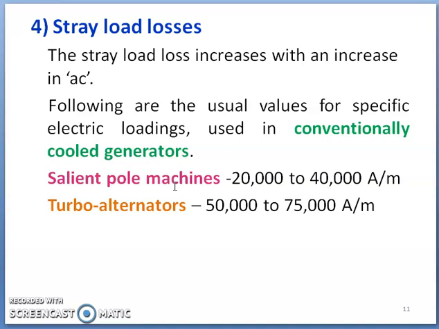Okay, and these values are applicable for conventional cooled generators, and in case of salient pole machines which are designed to operate at low speed, usually hydro generators are designed using salient pole machines, and value of AC lies between 20,000 to 40,000 ampere per meter, and turbo alternators are designed using higher values of AC, and value lies between 50,000 to 75,000 ampere per meter.